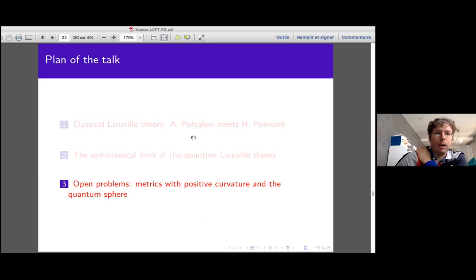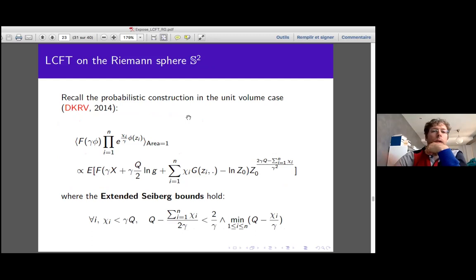So remember, in our paper of 2014, we gave a rigorous definition to the path integral, and in particular, a rigorous probabilistic definition of the law of the Liouville field. If I reweight my path integral by exponentials of chi_i over gamma or alpha_i, phi taken at point z_i, this is putting marked points on my surface. So roughly, the law is given by my Gaussian free field plus my log singularities around the points z_i. And I have to take out minus log Z_0 and reweight by Z_0 to some power, and remember Z_0 is integrating the full Riemann sphere by the exponential of the free field.